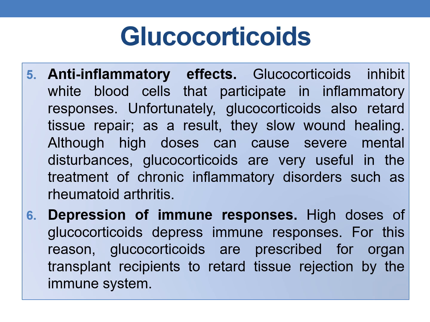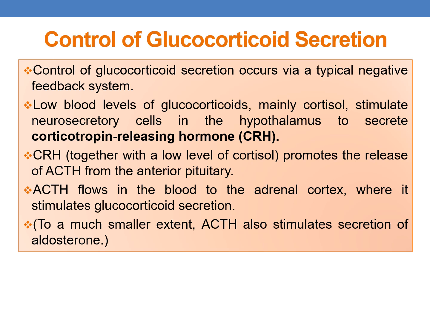High doses of glucocorticoids depress the immune response. For this reason, glucocorticoids are prescribed for organ transplant recipients to retard the tissue rejection by the immune system. Coming to control of glucocorticoid secretion.